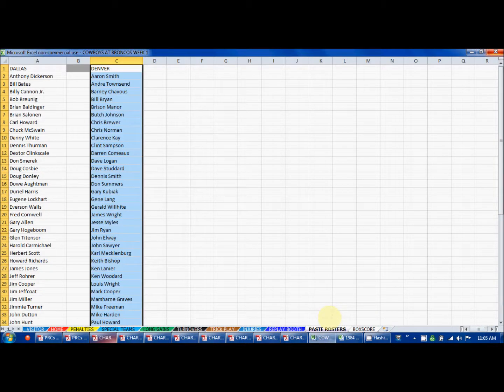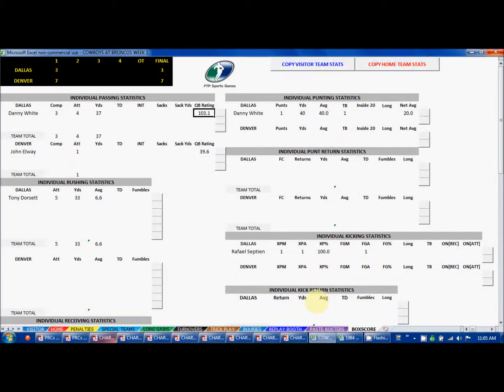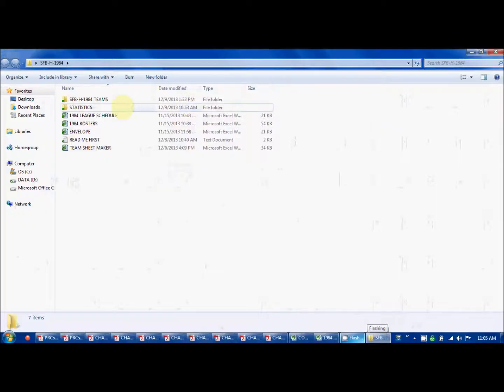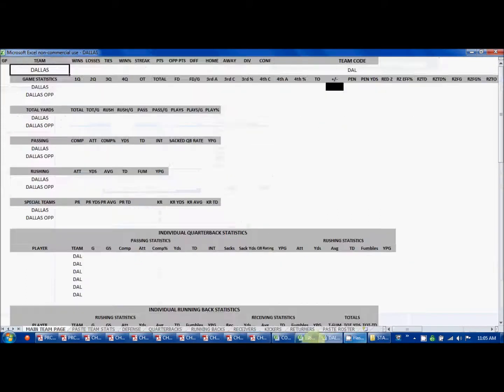Again, we covered this section here for pasting of rosters. And then once you get here on the box score, if you're going to use the statistics suite that's included with a season purchase, well, let's find Dallas's right here. So let's say 1984 statistics Dallas, their team book.